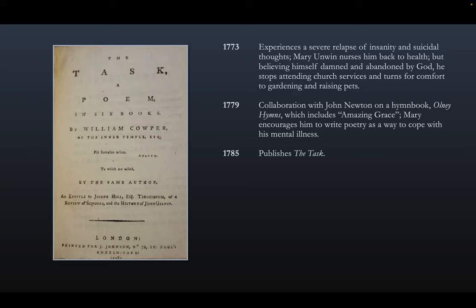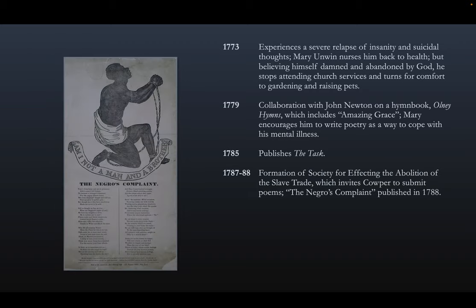But the big one, the most important of his poems, is The Task, which was published in 1785. He spent barely more than a year working on it, so he worked on it quite feverishly. It's a long poem. It's in 6 books, over 5,000 lines.